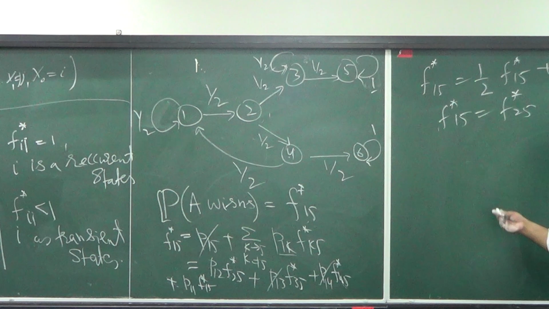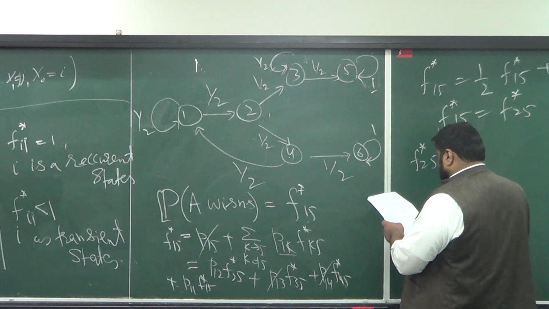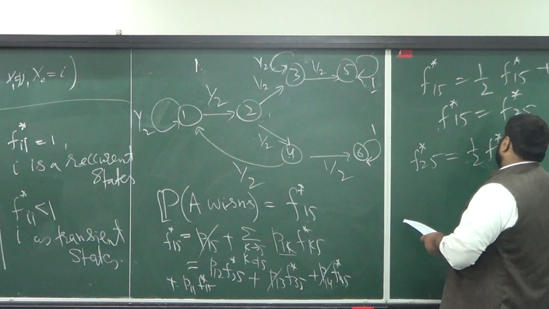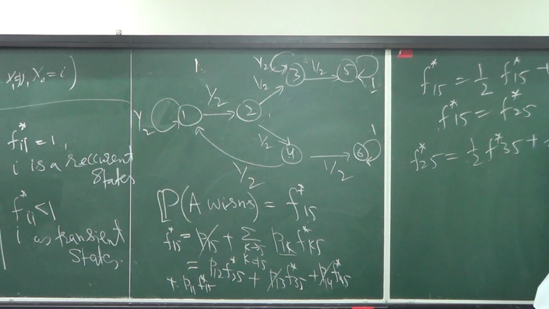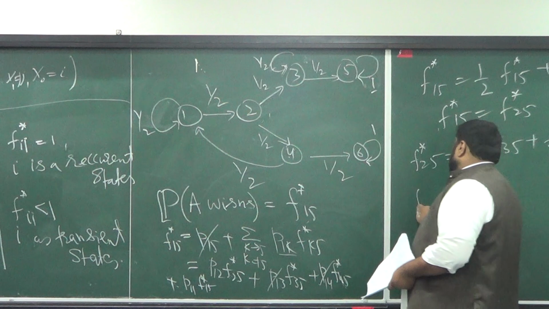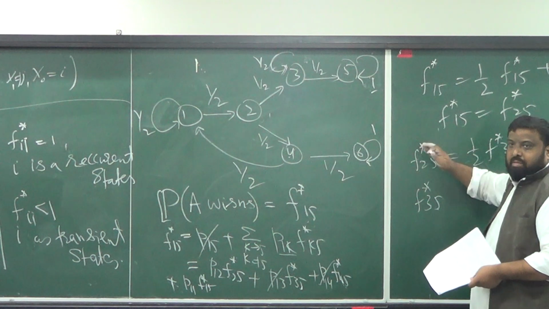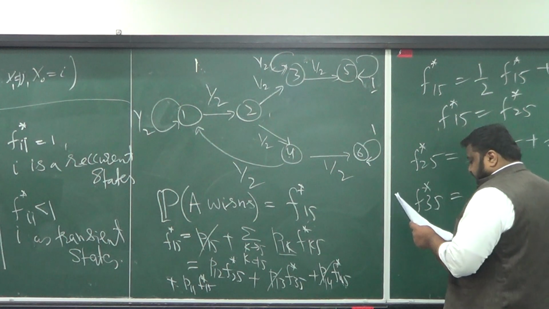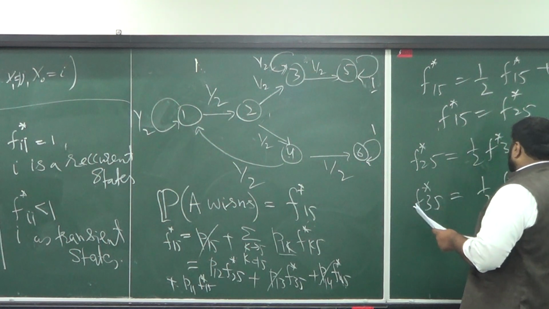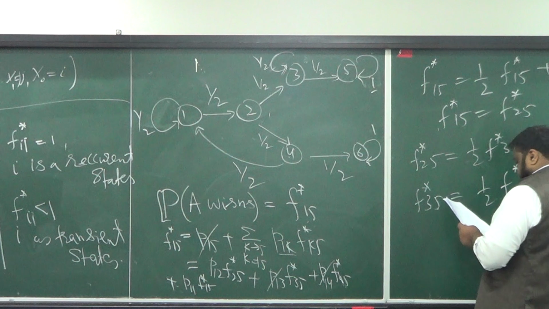So the question is, what would be f star 25? You can show that f star 25 satisfies 1/2 of f star 35 plus 1/2 of f star 45. You're going to see this is kind of an invitation to a new problem: what are these two probabilities? You're going to get a recursive relation, a backward problem. You will compute one probability and return back to what you want. So f star 35 is 1/2 of f star 15 plus 1/2 of f star 65.